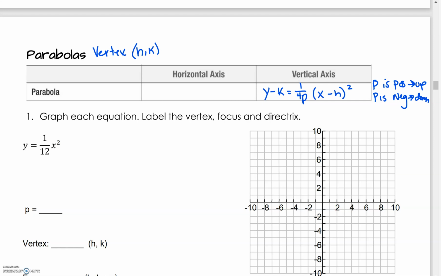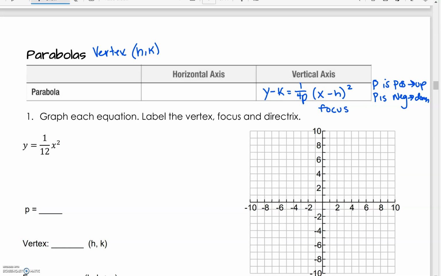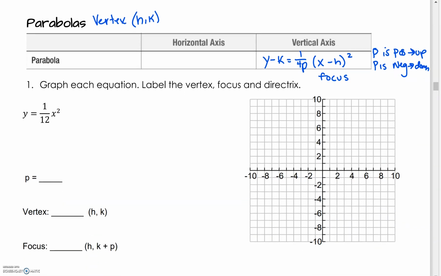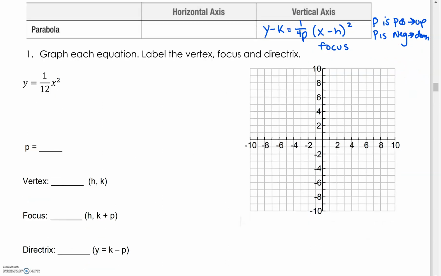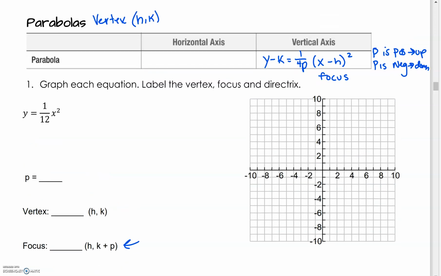So that's that front term, like we're used to with our a. If this is negative, it's going to open down. If this is positive, it's going to open up. And then we have our focus here. I have it written down below so you can see it next to this first one, but I'm going to write it up here as well. It is h is the first part, and then k plus p.